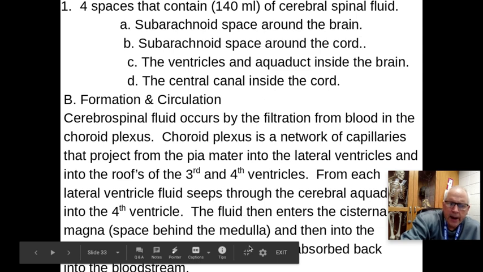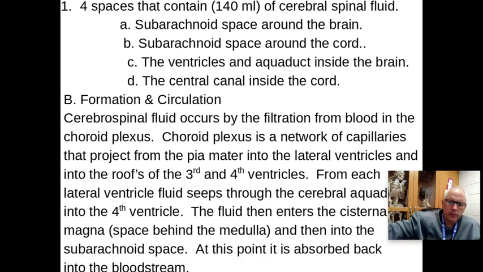Eventually it passes by the medulla, which we'll talk about in just a second. We pick up some information from that cerebral spinal fluid, the medulla does, and then it gets drained back into something called the cisterna magna, and back into the bloodstream. That is a continuous process.